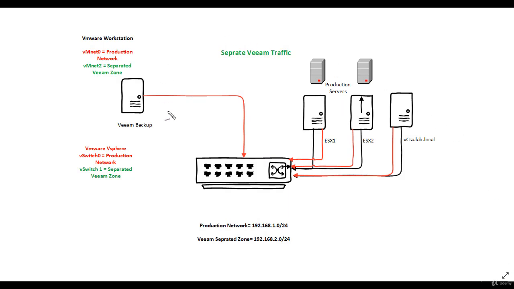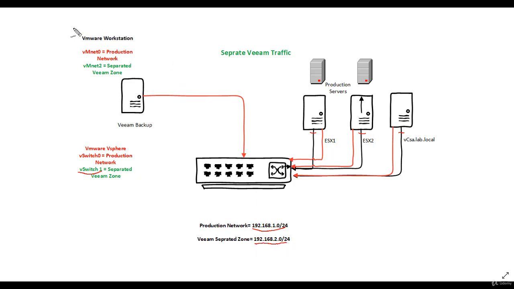So as you can see, here is our diagram. The red line is for our separated network. So we have the production network, I mean the black line here, with the IP 192.168.1.0/24, as we use it in our Veeam lab. And this production environment was vSwitch 0 in our vcsa.lab.local. So we need to add another vSwitch, which we call vSwitch 1, for the separated Veeam zone, with a new IP address here.